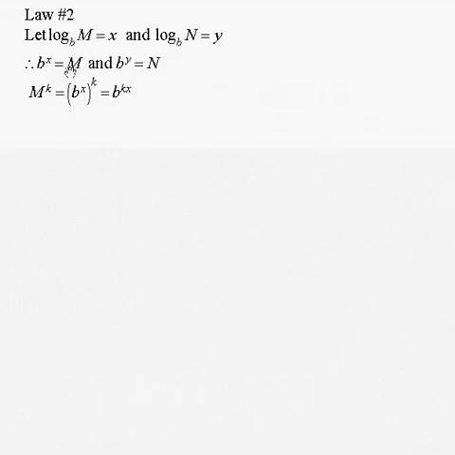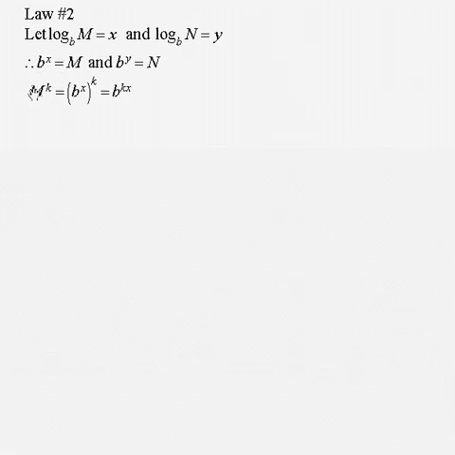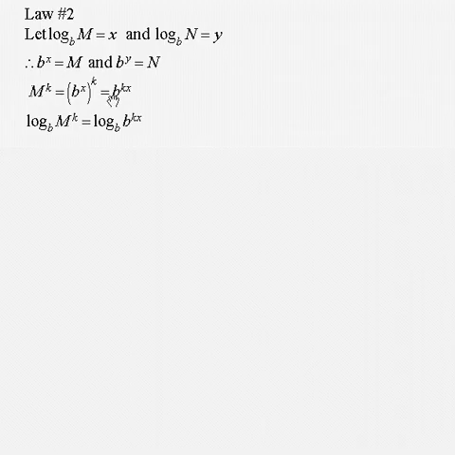What if we took m and raised it to some power k? Well, first of all, m is the same as b to the x power. So by substitution, this would be b to the x power to the k power. And when you have a base raised to a power, you multiply those. So that's b to the kx power. So m to the k power is the same as b to the kx power.